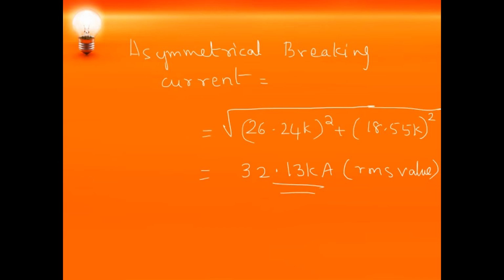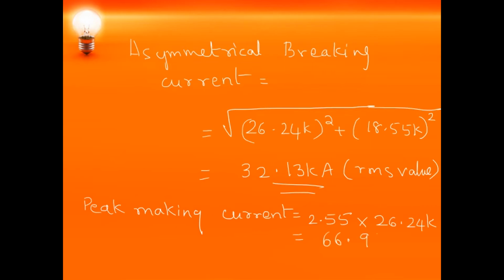And the peak making current. What we have to do is multiply by 2.55. So 2.55 into the symmetrical breaking current, which is 26.24 kiloamps. This comes to be 66.9 kiloamps. This is the rated making current.